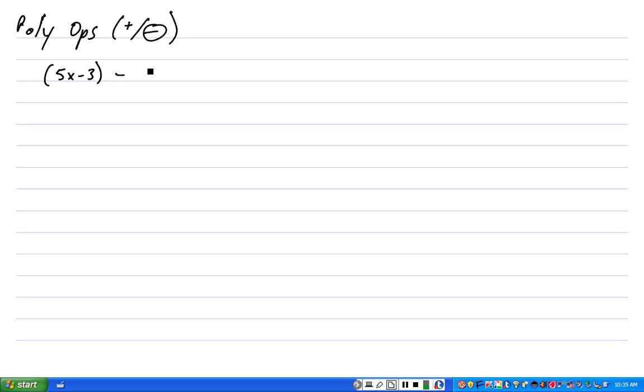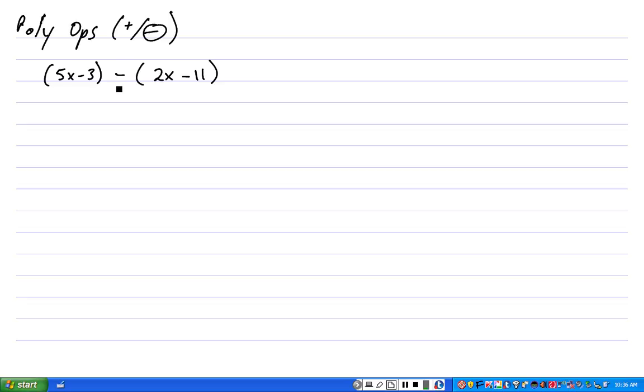So let's say we have 5x minus 3 minus 2x minus 11. Okay, so again, we're checking inside of the parentheses to see if we can combine the terms inside, and they're not alike, so we can't. So once again, we're going to look to combine like terms from one set of parentheses with the other set of parentheses. But this time we see the operation is subtraction.